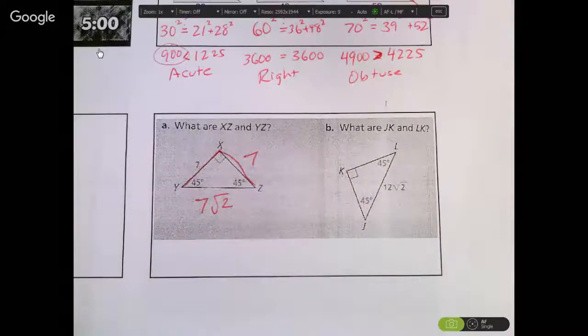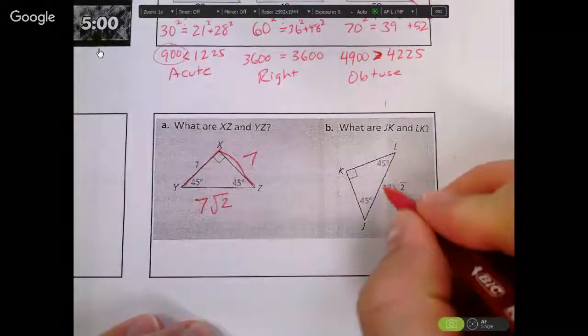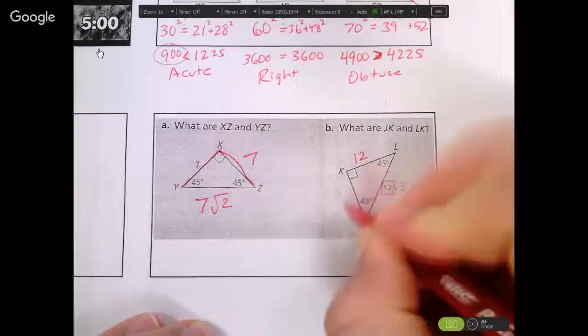If you don't know the formula, 12 radical 2 means the two legs are 12 and 12. So for the second one, 12 is like the magic number. So these two sides are 12.